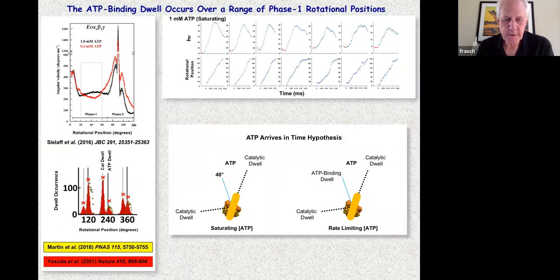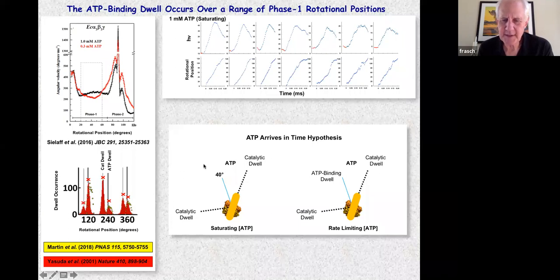So up until this point, I've been saying that mostly the ATP binding dwell occurs at one position, even though I showed you that it occurs over this range. The lab that first showed this was Yasuda, published in Nature. They got these distributions, where this is the distribution of the location of the catalytic dwell and the distribution of the ATP binding dwell, which they said was about 40 degrees away. And because of the low accuracy in determining rotational position, they assumed that this was just the error in their measurement.